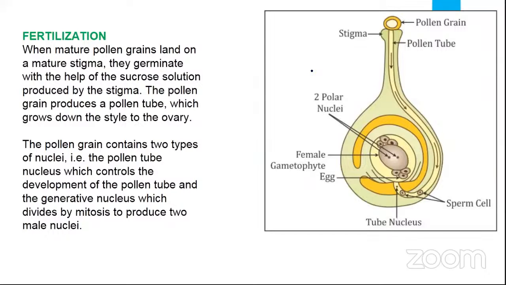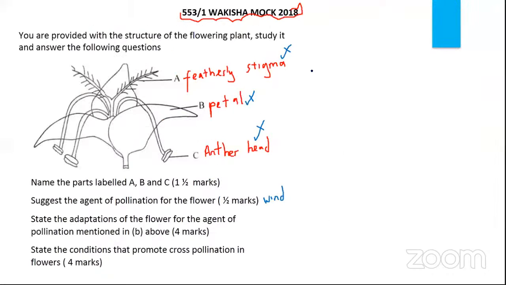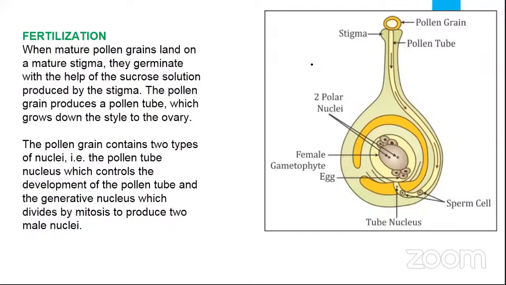Fertilization, now this part of fertilization, in many schools, they skip it after looking at modifications of flowers to prevent self-pollination. They just go straight to the seeds and the fruits. But in some schools, we actually do handle fertilization at once, because by now the knowledge of flower is still fresh in your head. So it would be better that we also study fertilization at once so that you understand it.